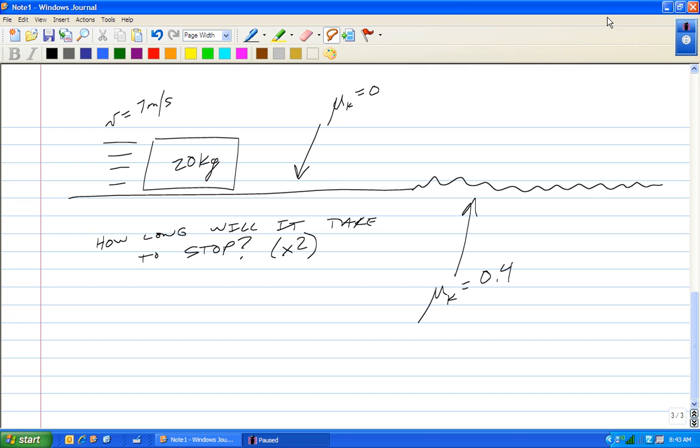Alright, so let's solve this. You all nailed this. We know that first we're going to do the force diagram.